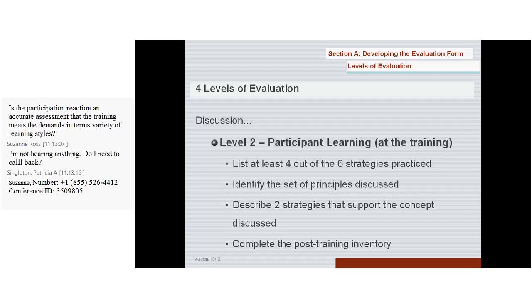Level 2 is participant learning, and at this level you are asking our participants to recall what they learned, and again, it comes right at the end of the training session. Do you remember what I said in our face-to-face session regarding participant learning in the training? Here, look at this wall. For those of you that can hear me, do you remember what I said in the face-to-face session regarding participant learning in the training?